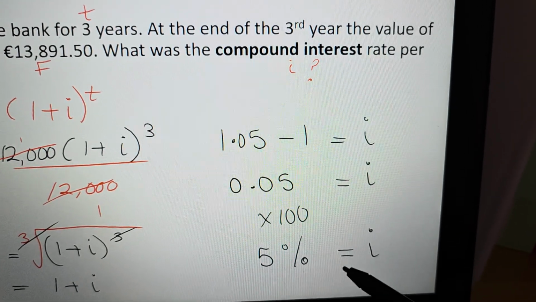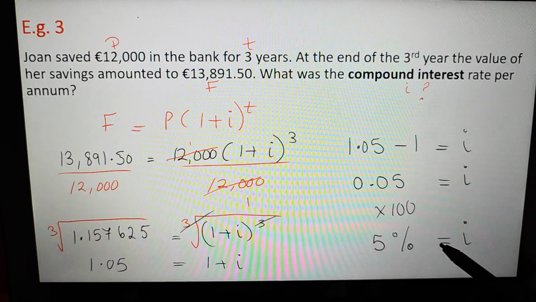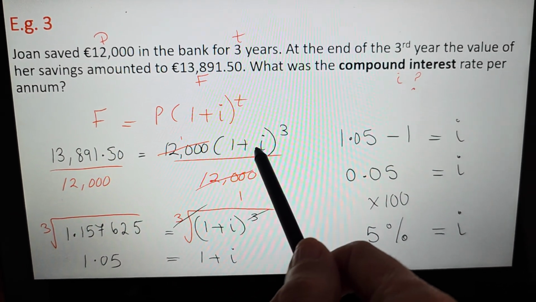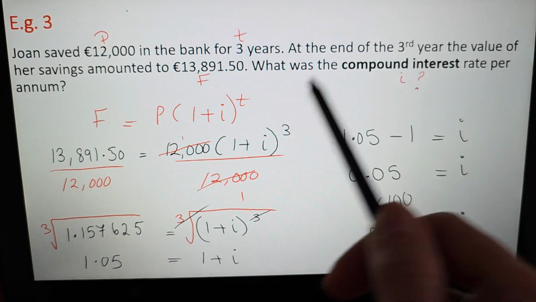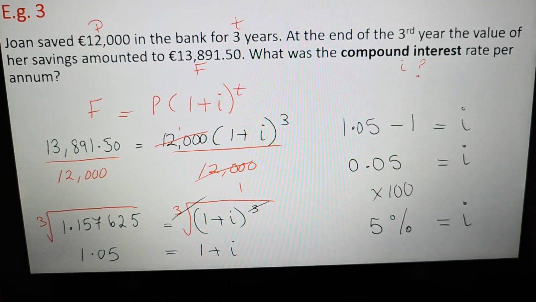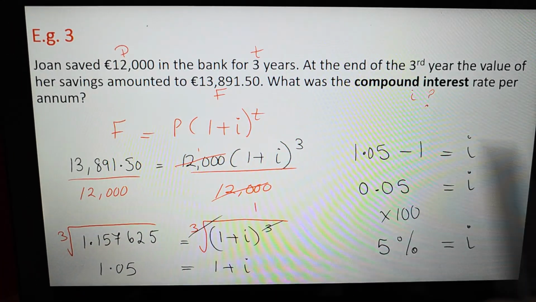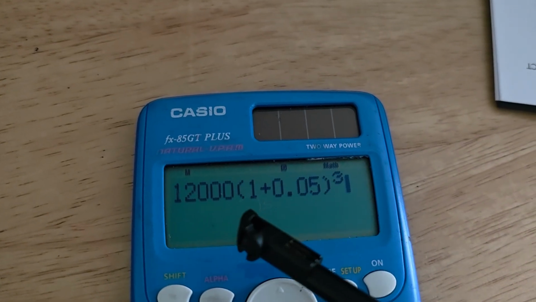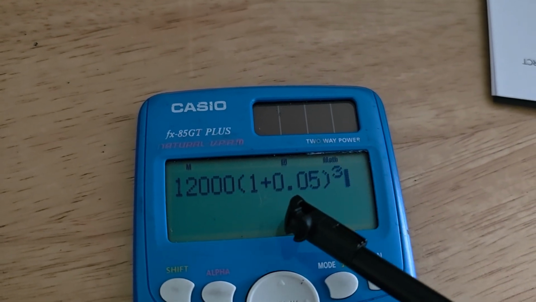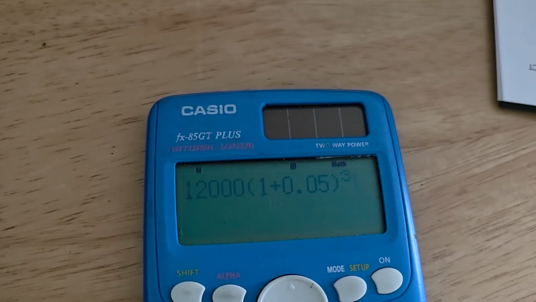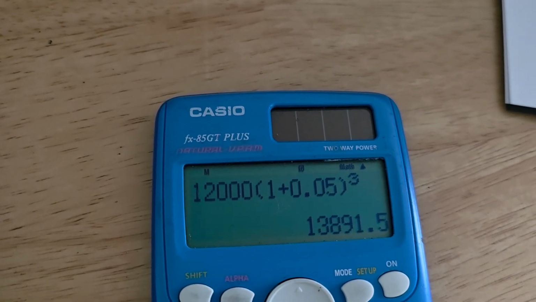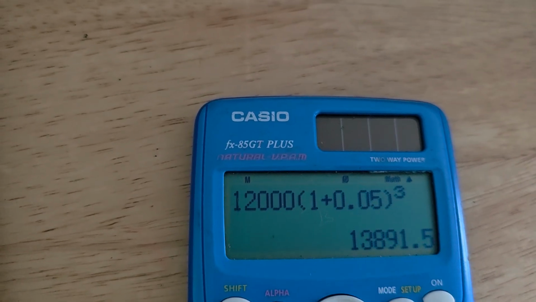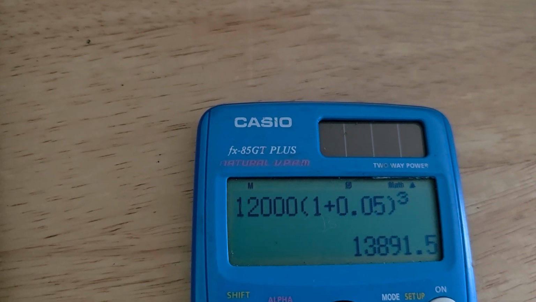Now you can obviously check if that's correct by subbing it back in here. Okay, so it would have been 12,000, a bracket 1 plus 0.05 to the power of 3. And if you plug that into your calculator, you will get back €13,891.50. So 12,000 multiplied by 1 plus my interest rate as a decimal, which is 0.05, to the power of 3, and I get back €13,891.50, which is what they said it should be. So I know my interest rate is correct.